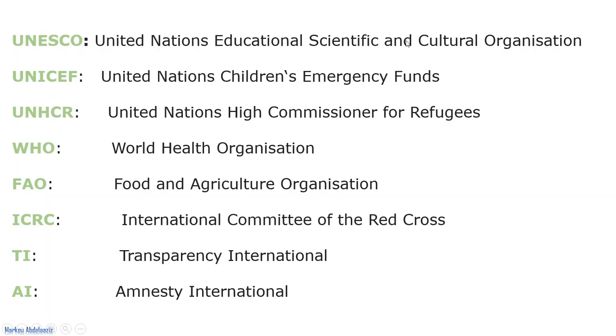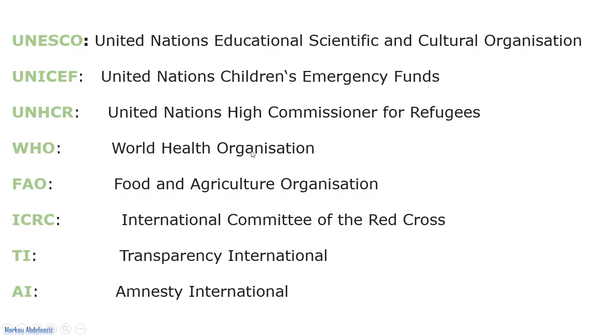For example, when we have a long name, instead of writing United Nations Educational, Scientific and Cultural Organization, we write only UNESCO. U is United, N is Nations, E is Educational, S is Scientific, C is Cultural, and O is Organization. Okay, and here we have UNICEF, which stands for United Nations Children's Emergency Fund, and here we have UNHCR, which is United Nations High Commissioner for Refugees. It has to do with refugees.